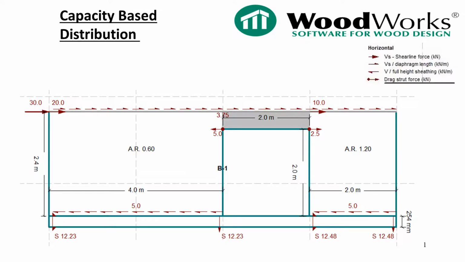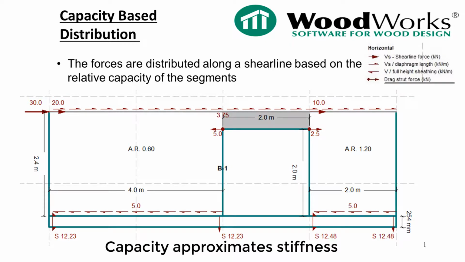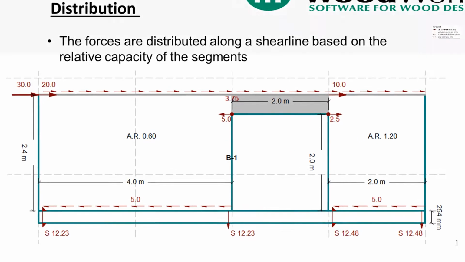As you may know, capacity-based distribution is easier to calculate. This is where forces are distributed along a shear line based on the relative capacity of the segments. The capacity of the segments is then used to approximate the stiffness. In this example, the construction of the two wall segments are exactly the same, with symmetrical hold-downs on each segment end. This means that the 30 kN force is distributed to each segment in proportion to each segment length.